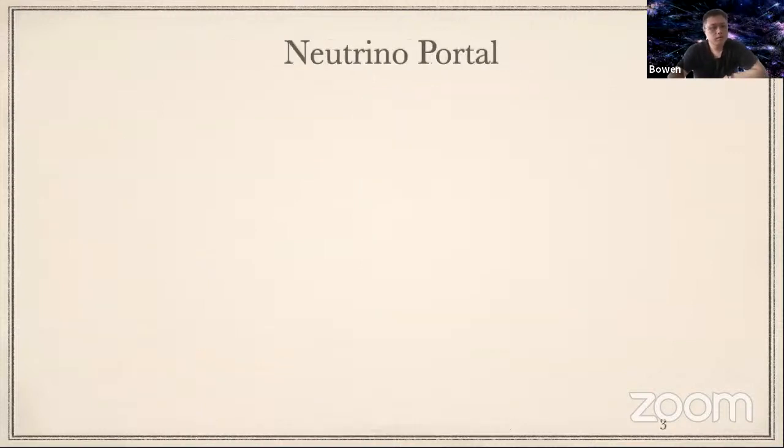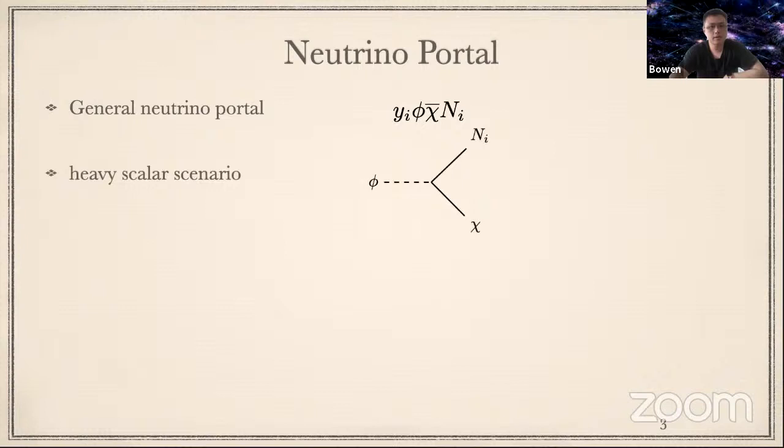Then I want to make a general discussion about the neutrino portal. What I mean by neutrino portal is basically this term. There are three particles in this portal: a dark scalar phi, a dark fermion chi, and a right-handed neutrino. In the so-called heavy scalar scenario, the dark scalar is the heaviest one, and it can decay into a dark fermion and a right-handed neutrino, where the dark fermion is stable and plays the role of dark matter candidate.